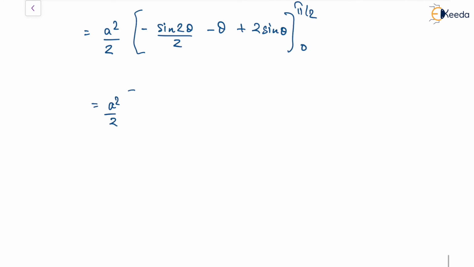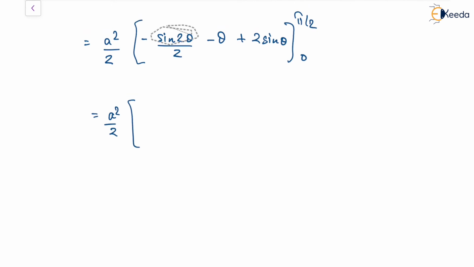For sine 2 theta, if you put pi by 2, 2 theta will become 2 times pi by 2, which is pi. So sine pi is 0, and at the lower limit 2 times 0 is also 0. So both the terms for sine 2 theta are going to be 0. For the minus theta part, it should be 0 minus pi by 2. And for 2 sine theta, for the upper limit sine pi by 2 becomes 1, and for the lower limit sine 0 becomes 0, so that should be only plus 2.